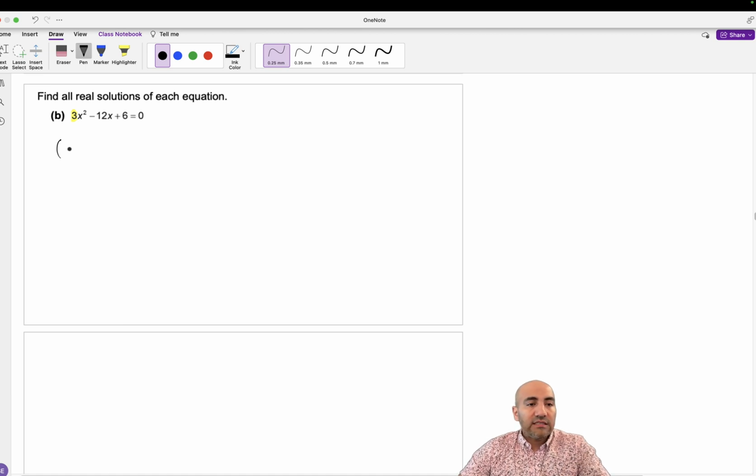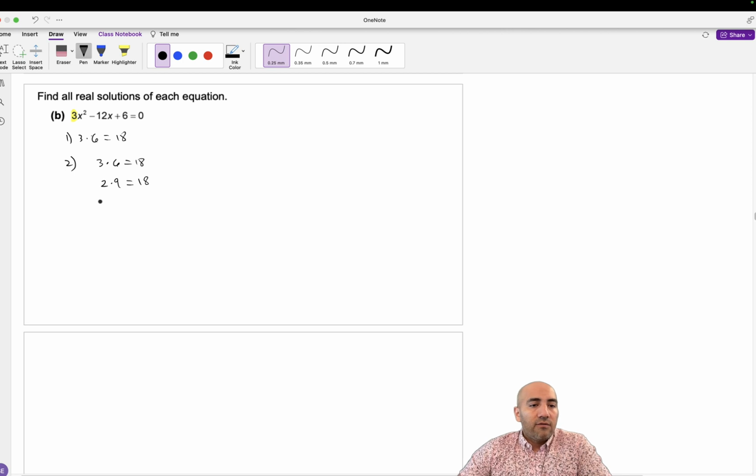So if we remember the AC method, step number 1 would be to multiply 3 times 6, the A times the C, which is 18. Step 2 is to find two numbers that multiply to 18 but add to 12. So 3 times 6, for example: they multiply to 18, but they don't add up to 12. 2 and 9, 2 times 9 gives you 18, but they add up to 11, not 12.